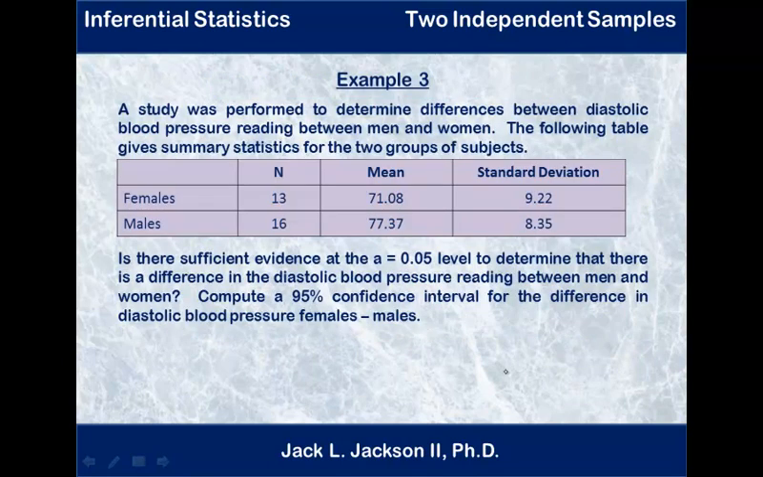So let's look at an example here. A study was performed to determine differences between diastolic blood pressure reading between men and women. The following table gives summary statistics for the two groups of subjects. We have the females, we had 13 of those in our test, had a mean diastolic blood pressure of 71.08 with a standard deviation of 9.22. The 16 males had a mean of 77.37 and a standard deviation of 8.35.